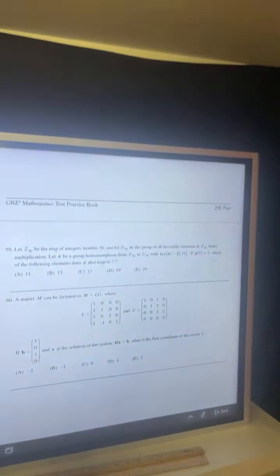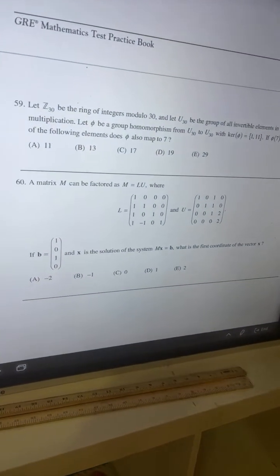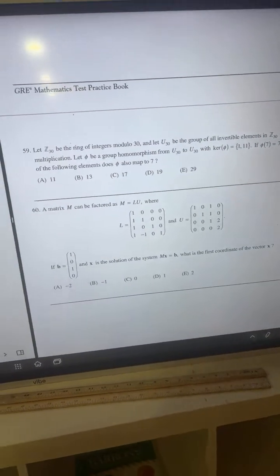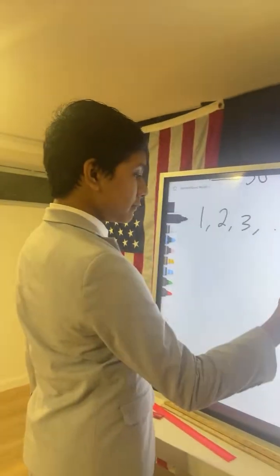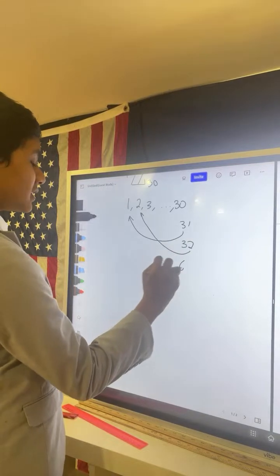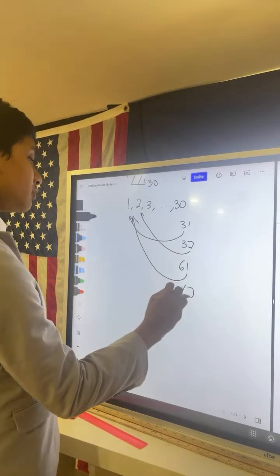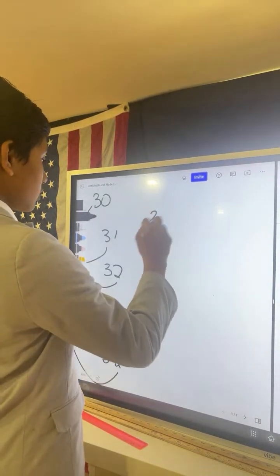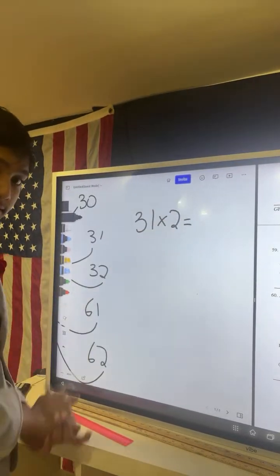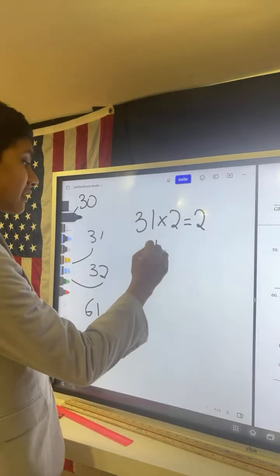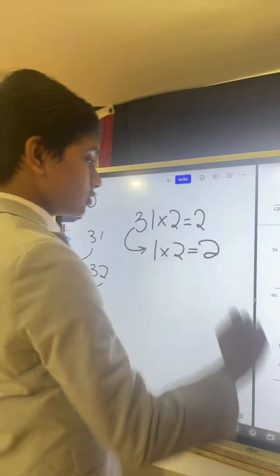Sure. Okay. Here's the problem. Let Z30 be the ring of integers mod 30, which means you just have 1, 2, 3, etc., up to 30. And then when you try to add 1, 31 maps back to 1, 32 maps back to 2, and similarly, if you have 61, it maps back to 1, 62 maps back to 2, and so on and so forth. Which means that, for example, 31 multiplied by 2 in this system is actually equal to 2. Pretty crazy, right? Not that crazy, because this just maps to 1 times 2.